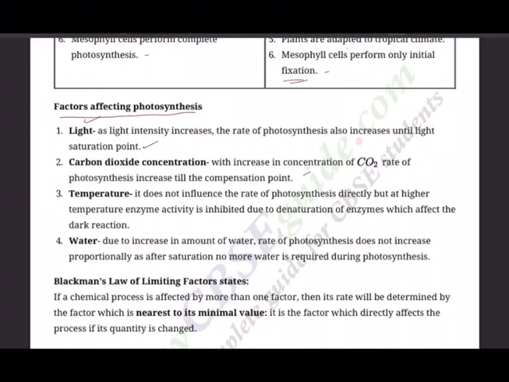Temperature. It does not influence the rate of photosynthesis directly, but at higher temperatures, all the enzymes will get denatured. So once the enzymes get denatured, enzymatic activity will be inhibited. And once the enzymatic activity gets inhibited, naturally rate of photosynthesis will be definitely affected. And as we said, it is inhibited due to denaturation of enzymes which affect the dark reaction, that is carbon dioxide fixation. Blackman reaction will be definitely affected. And then most important, water, we said photolysis.